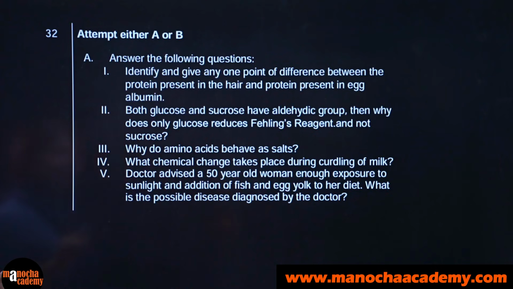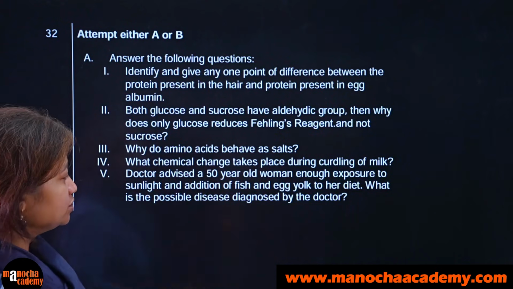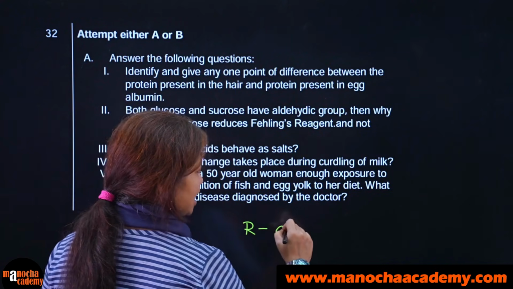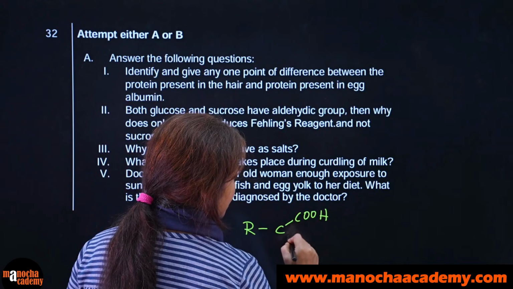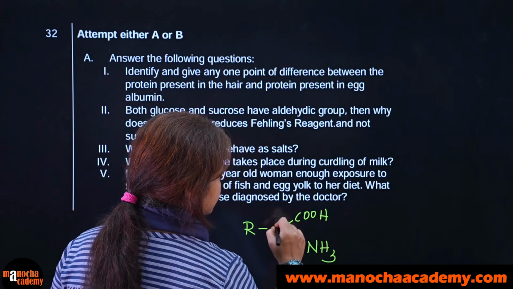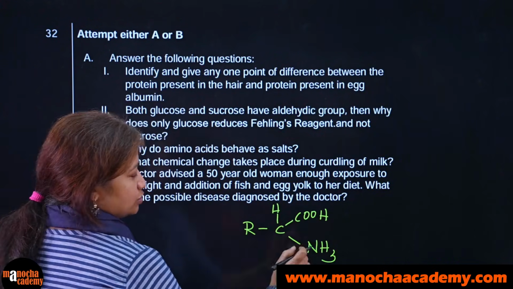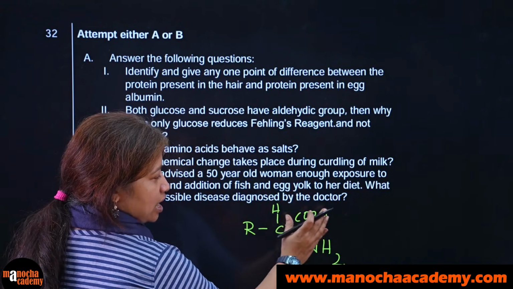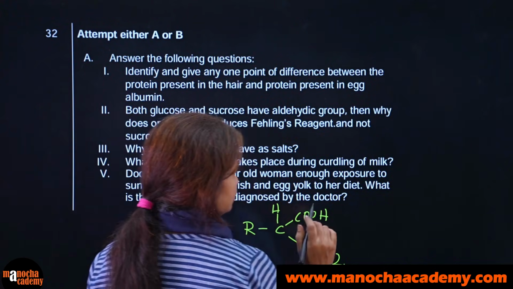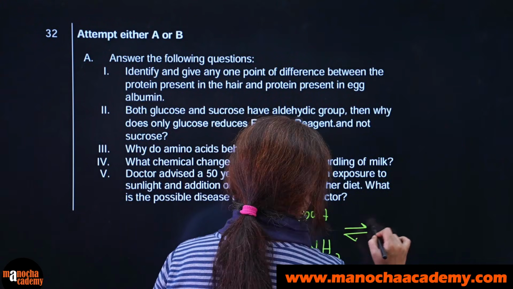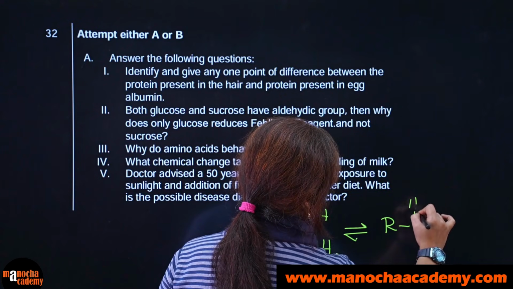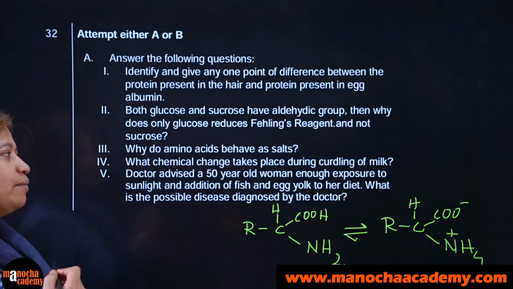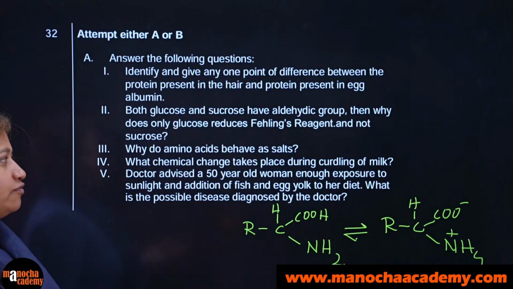Okay. Now, why do amino acids behave as salts? So here you can write the structure of a general amino acid. It's an alpha amino acid, so COOH group and NH2 group. It's hydrogen, it can be anything. So you're mentioning here that both the acidic carboxyl group and the amino group are present. So it can exist as a zwitterion and thus can form salts. That's the answer. Because the main thing is both the acidic carboxylic group and amino group are present. So they can form salts. Okay.